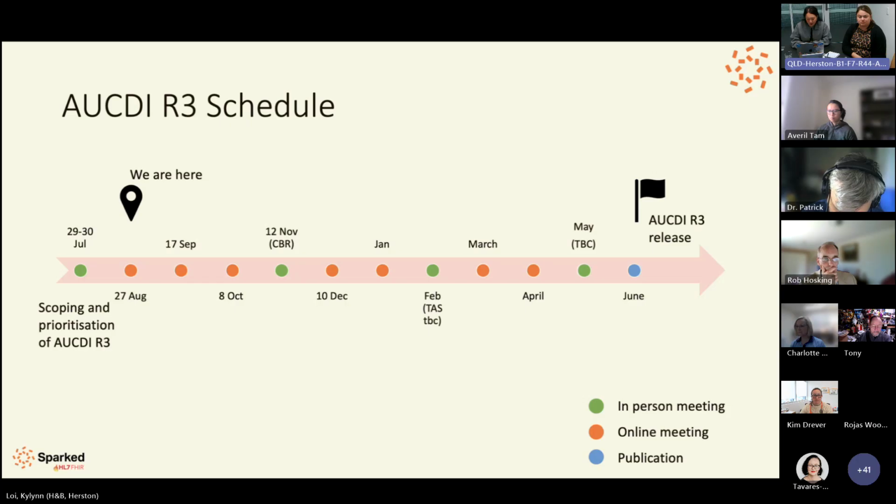I think this is just the schedule. We are looking to produce AUCDI R3 in June, so that one year cycle. We do have a face-to-face in Canberra on the 12th of November. Just flagging ahead, in February we are looking to go to Tasmania, so I think we'll tick off all of the states and territories in terms of having Spark events, which is kind of cool. Then in May we will have another face-to-face, but we haven't locked in a location. Likely to be Brisbane, though.